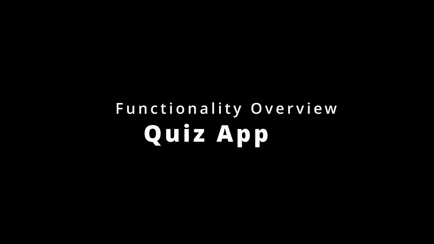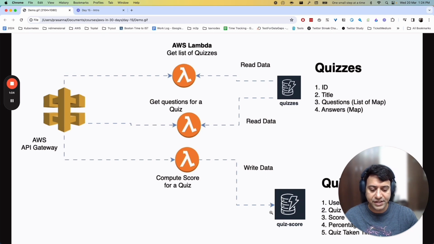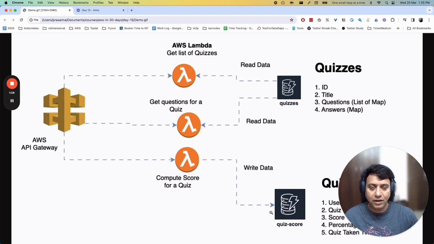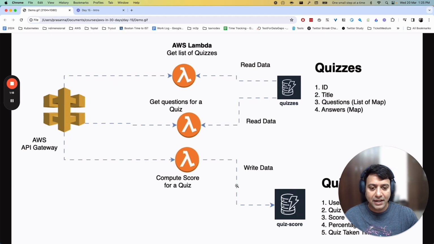So just to give the overview of the functionality, when the user logs into the application, he'll be given a list of quizzes. Each and every quiz corresponds to a session. So for example, for day 11, logging and monitoring, there will be a quiz for it. Once the user selects a particular quiz, he'll be provided with a list of questions. And the user can answer the questions and submit the answers.